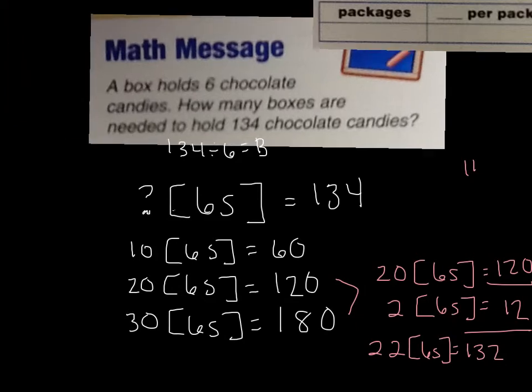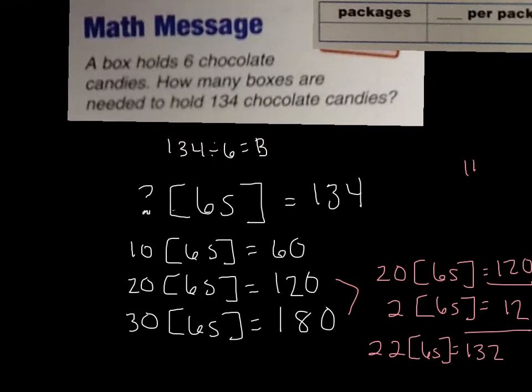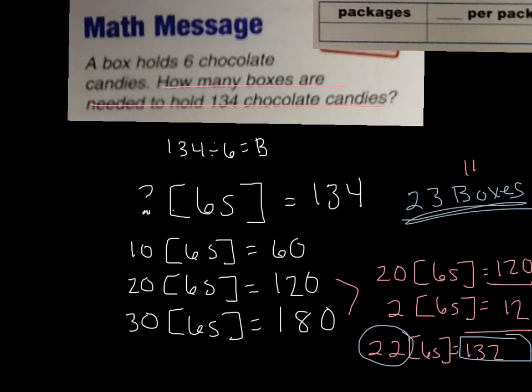So if we look back at our problem, we need to know how many boxes are needed to hold that many candies. Well, right down here it is. 22 boxes would be completely filled, but then we need to know also that there's going to be some left over. So 22 boxes, we're going to have 2 left over because we only took care of 132 of the chocolates. So we need another box that won't be completely full. So we're going to say we need 23 boxes.